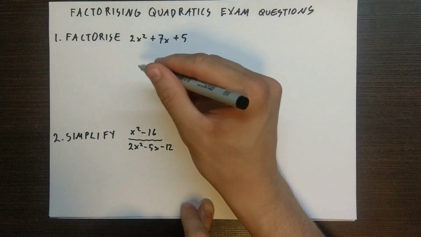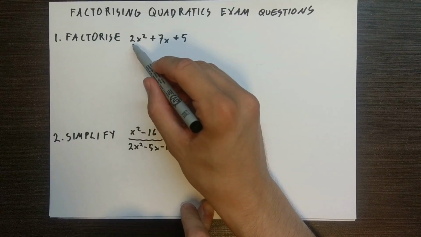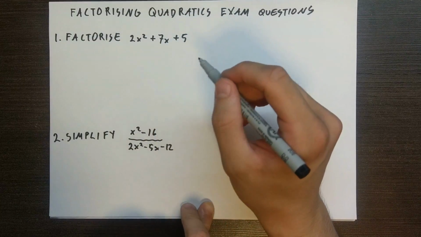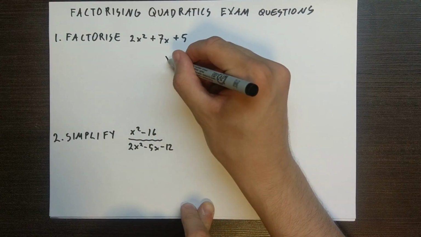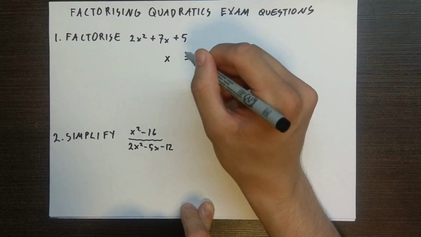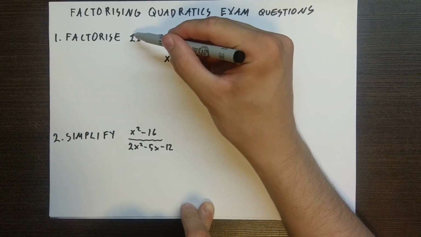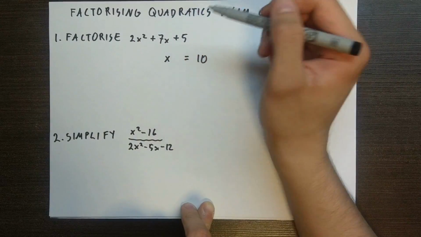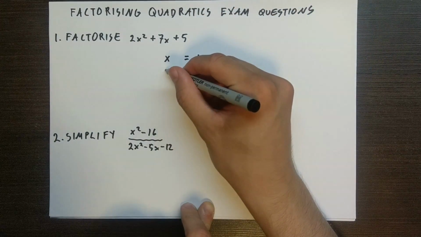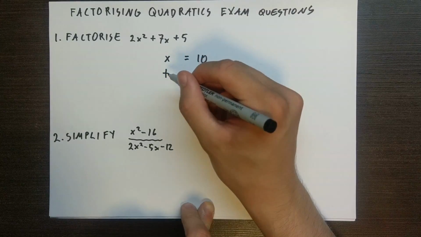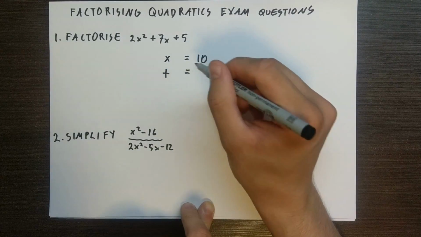So here we have to find a pair of numbers that multiply to give us 10, because we have 2x squared here, so we have 2 times 5 equals 10, and the same pair of numbers need to add together to give us 7.